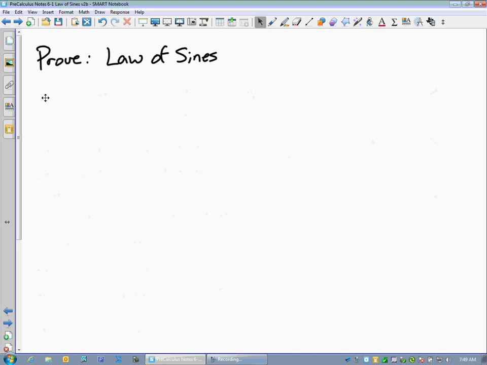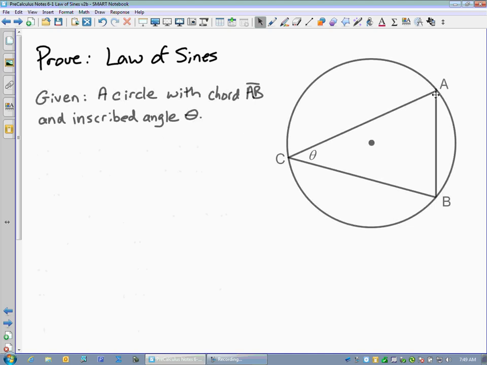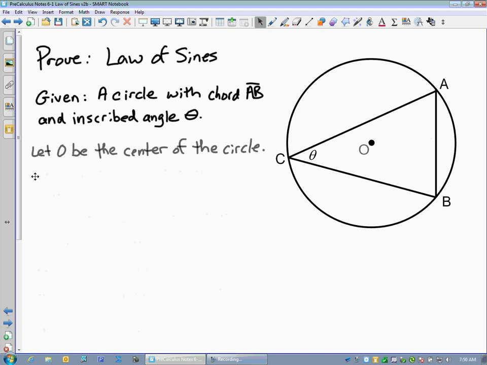This time we're going to start with a circle. We're going to be given a circle with chord AB and an inscribed angle theta. So any circle with any chord, and then we're going to draw two other chords to form an inscribed angle, and we're going to call that angle theta. Now just to finish out our diagram, we're going to let O be the center of the circle, and we're going to let M be the midpoint of segment AB.